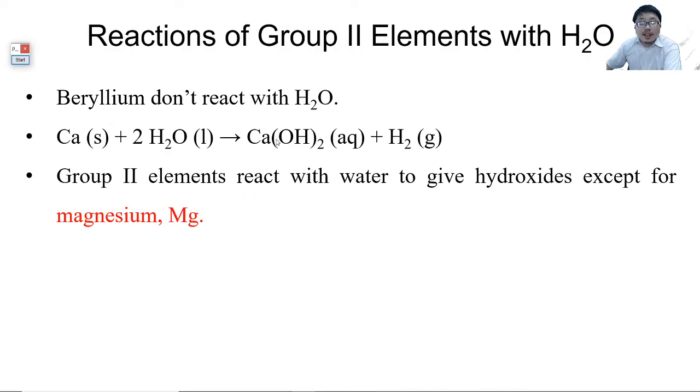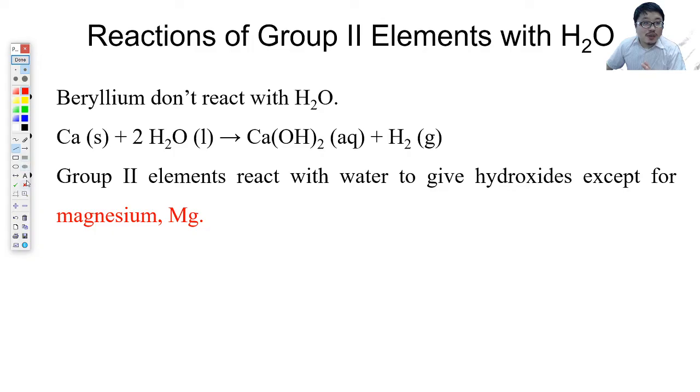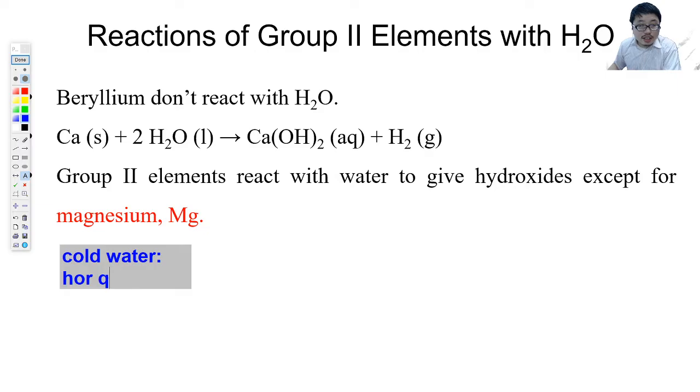Now, as for the reaction with water, beryllium doesn't react with water. The rest all react with water to give you hydroxide. Calcium, barium, strontium all react with water to give you hydroxides. Except for magnesium. Magnesium has something unique. Magnesium has these two parts: cold water, what do you form? Hot water, what do you form?